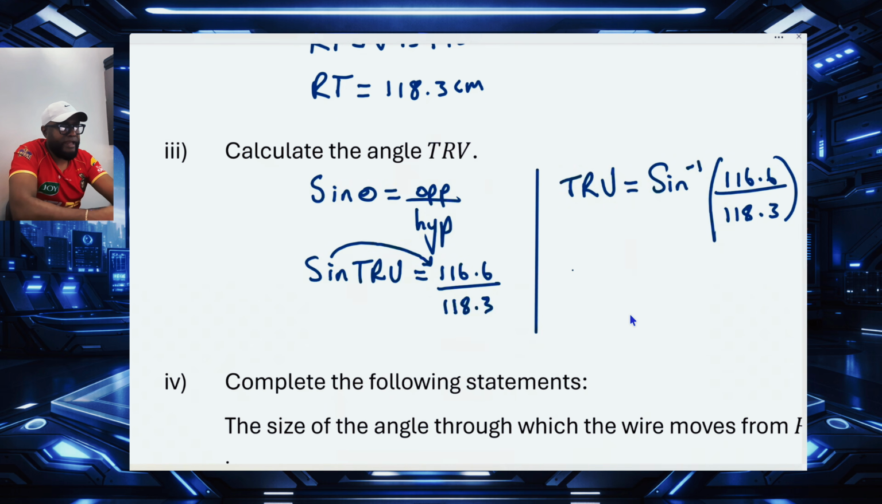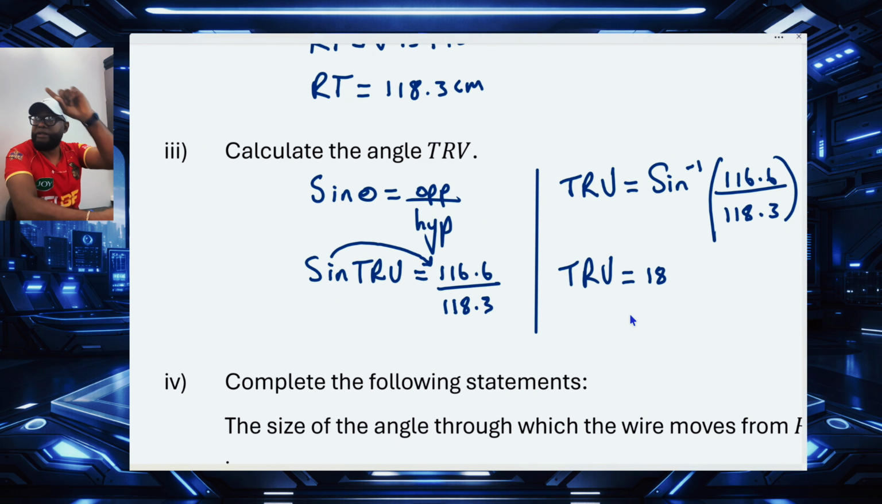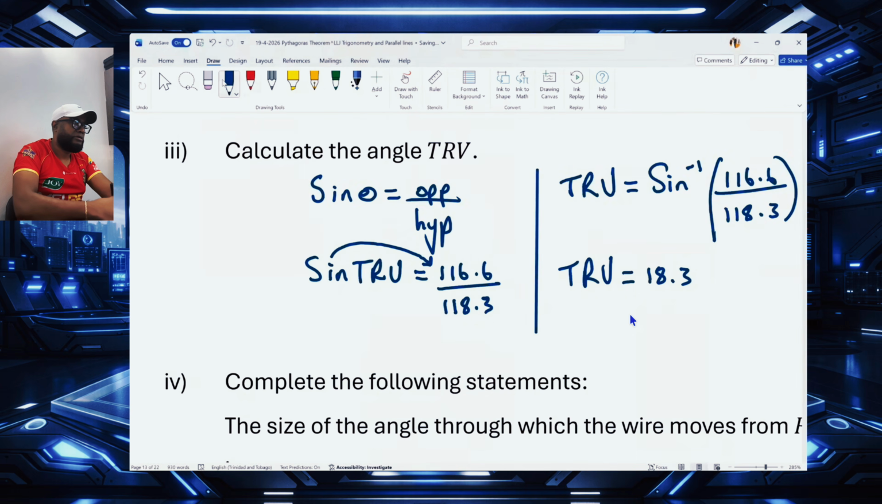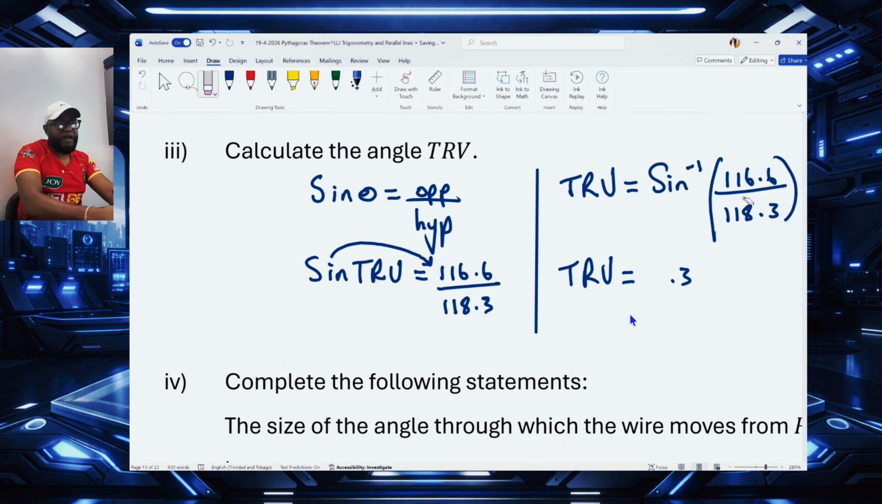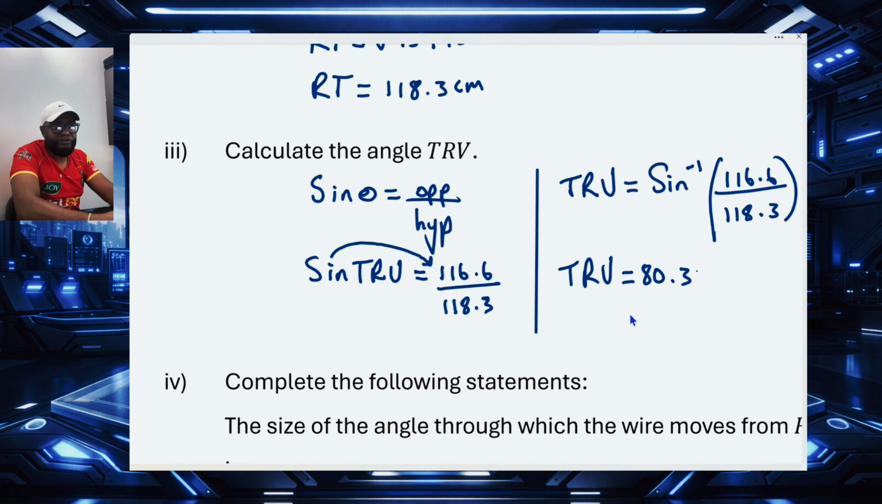Remember one decimal place. The answer is 80.3. Remember to put these in brackets, 80.3, and this is an angle, so it would be degrees. Remember we're going to one decimal place, so it'll be 80.3.